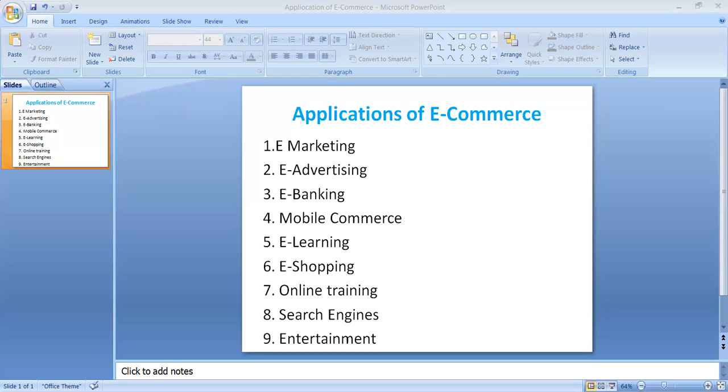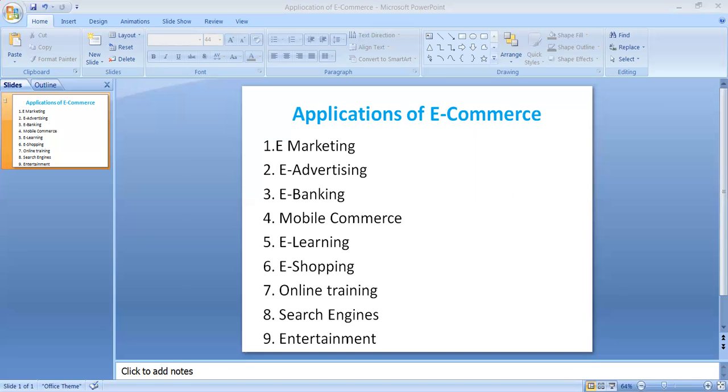So mobile browsing is possible, mobile banking is possible. You can get the information. With the help of mobile, you can have the information services, location-based services you can offer, local weather. All these things come under mobile commerce.